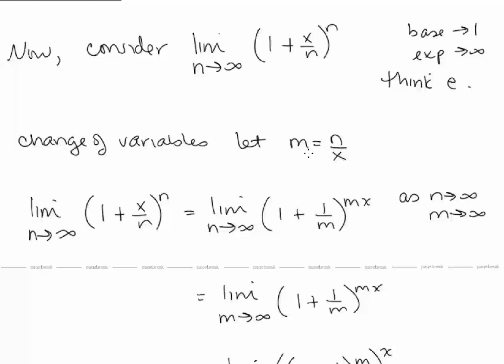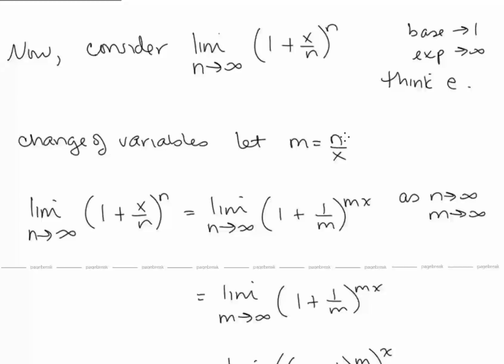Take the reciprocal of both sides. x over n is 1 over m, so that goes here. And n is equal to m times x, so that's in our exponent. So now we're here. But notice that our limit says n going to infinity, but inside we have m's, not n's anymore. So we need to change that.